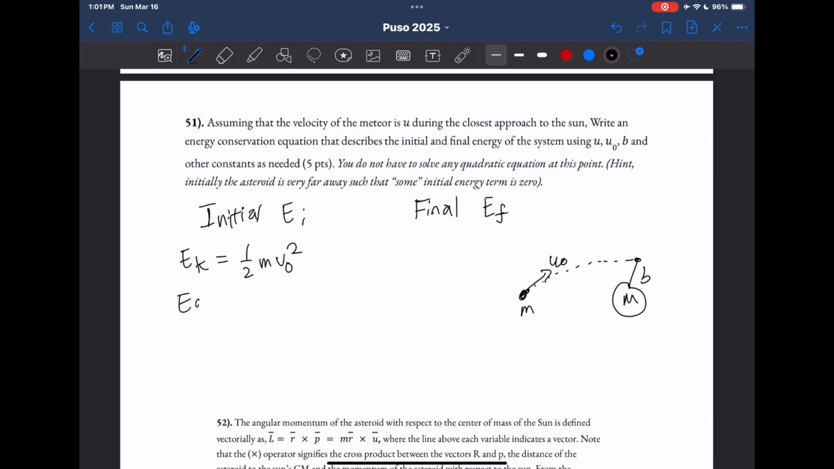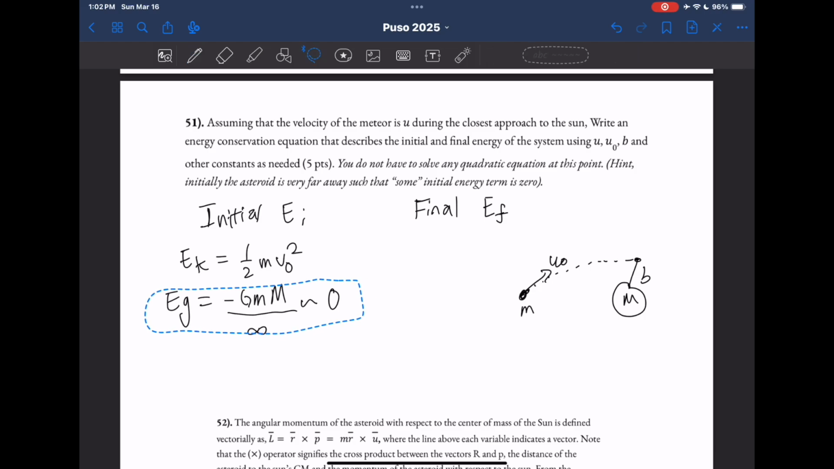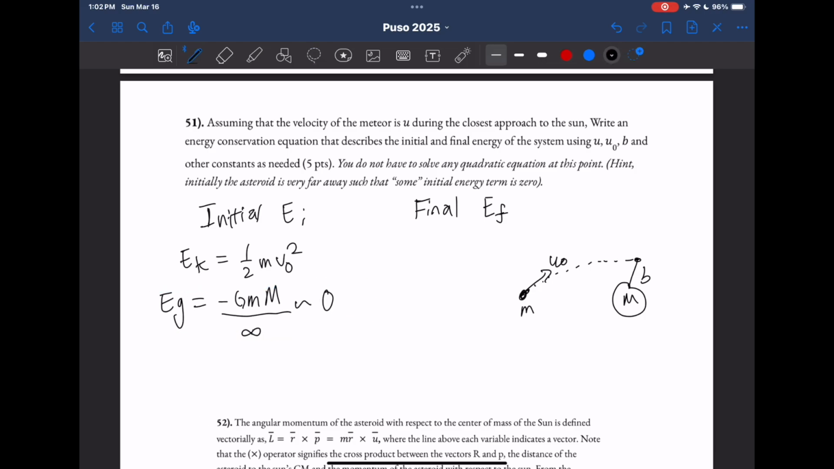And then EG, we would write this as negative GMm, and then we have to think about what distance we want to use here. But because the distance is very far away, we can treat this as a distance of infinity. And so when we divide by a very large number for the gravitational fields, we say that the initial gravitational potential energy is basically 0. So that's that given there.